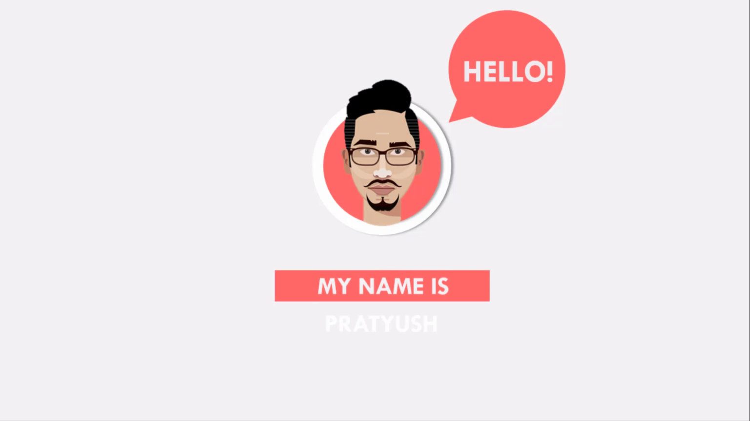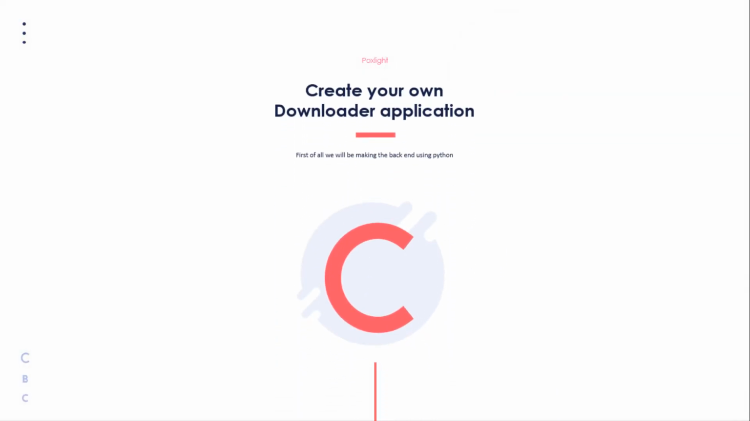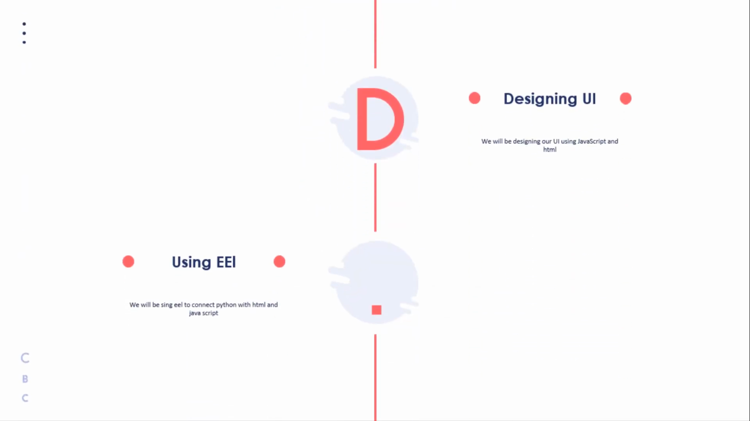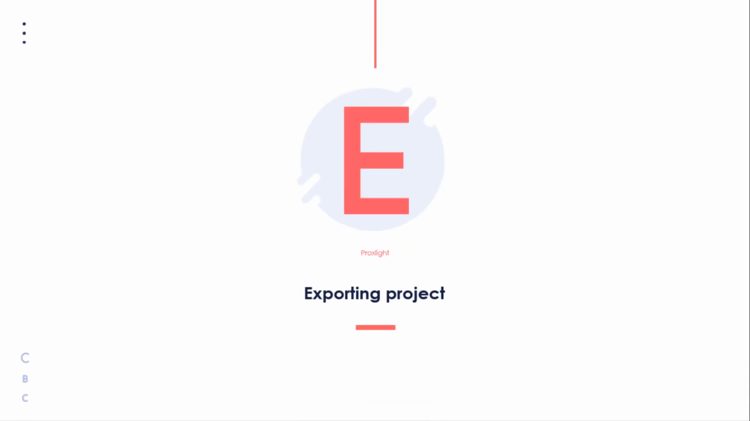So let's start with our agenda. First of all, we will be making the backend using Python, and this will be a really cool downloader application just using Python. Second, we will be designing the UI with JavaScript, CSS and HTML. Then we will be using Eel to connect Python with JavaScript and HTML. And the final part, we will be exporting our project.